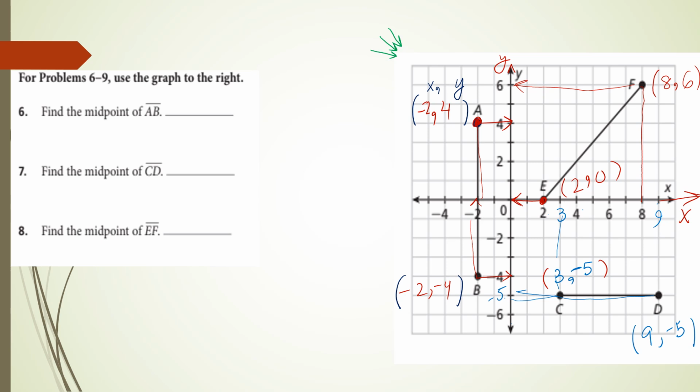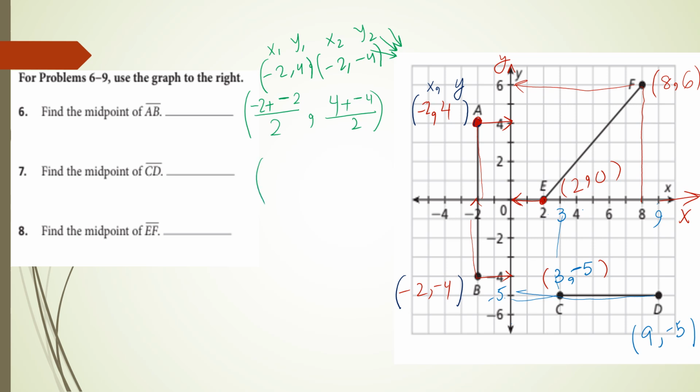Okay, so now start solving the y, A and B. So what is A? A is (-2, 4) and B is (-2, -4). Okay. So name it as x1, y1 and x2 and y2. Put it in the formula. So x1 is -2 plus x2 is -2 divided by 2. Y1 is 4 plus y2 is -4 divided by 2. So either write it, write it in the calculator one by one, or do it mentally.